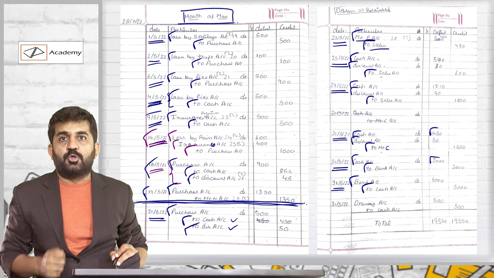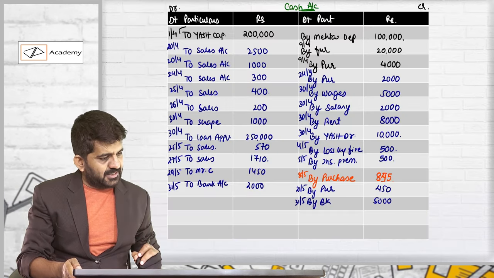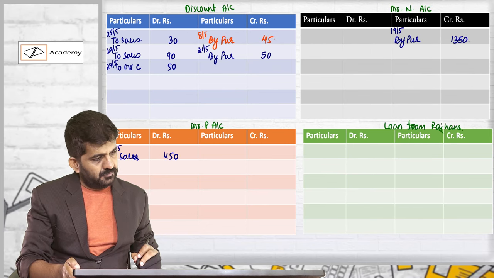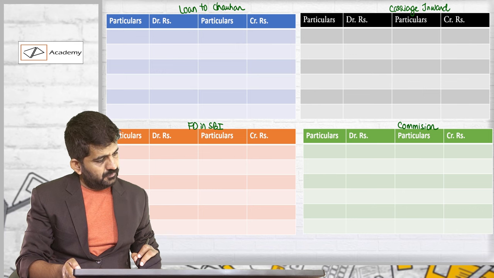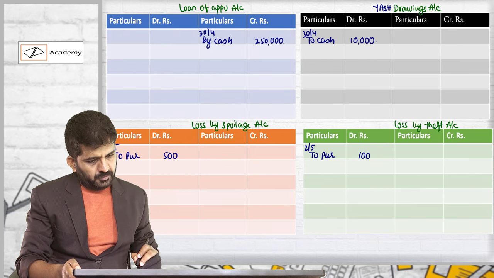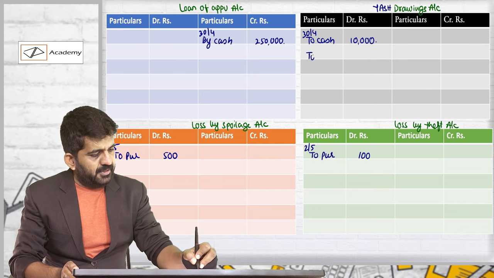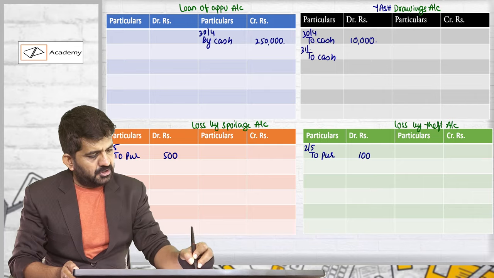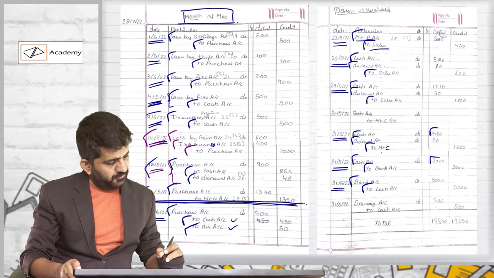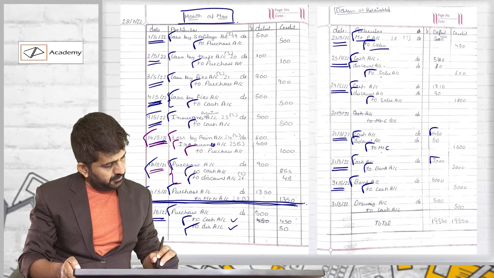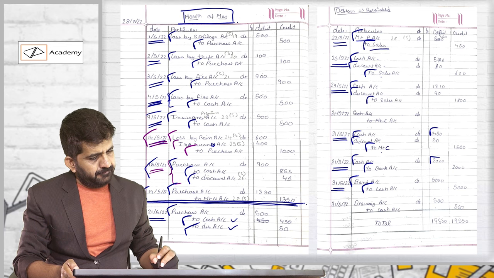Drawings account debit to cash. Drawings account debit side to cash, it is 31.5. What was the figure? 500. The figure is 500.